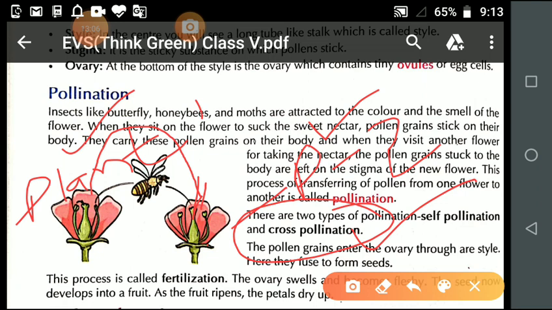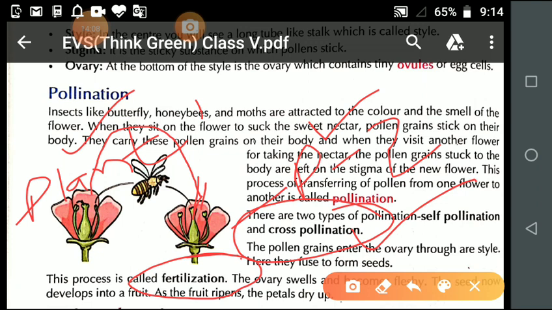And we study there are two types of pollination, that is self pollination and cross pollination. Now student, what happens after the pollination? What is the result of pollination? After pollination, fertilization occurs.